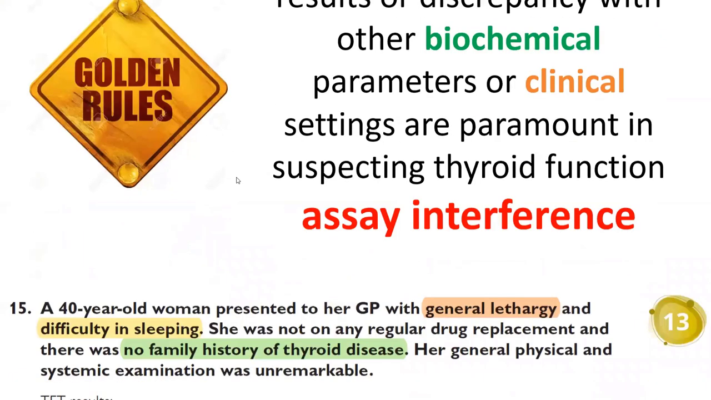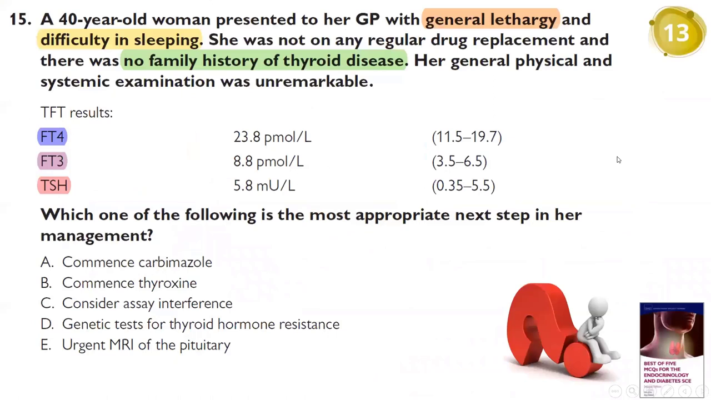Another question. A patient presented with general lethargy and difficulty in sleeping, no family history of thyroid disease, and not on any regular drug replacement therapy. The free T4 is elevated, the free T3 is elevated, and TSH is mildly elevated. Which of the following is the most appropriate next step in the management?